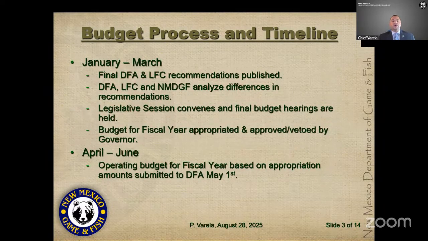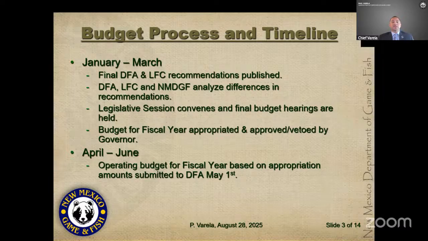During January and March, final DFA and LFC recommendations are made. That usually occurs at the beginning of January. Then all three entities, DFA, LFC, and the department, analyze the differences in the recommendations and compare the results.